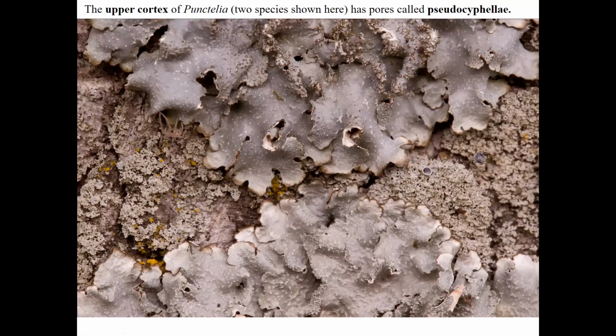A feature of lichens that will help you identify certain ones. Some lichens have little speckles on the outer surface. They happen to be called pseudocyphellae. What they are is breaks in the upper cortex, and you can sort of see the medulla showing through it. And it's sort of a speckled appearance.